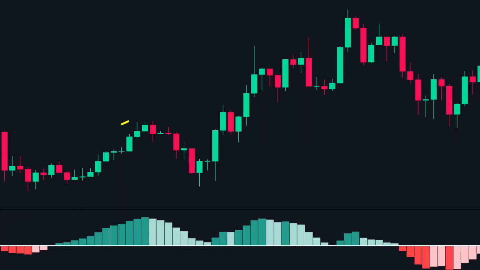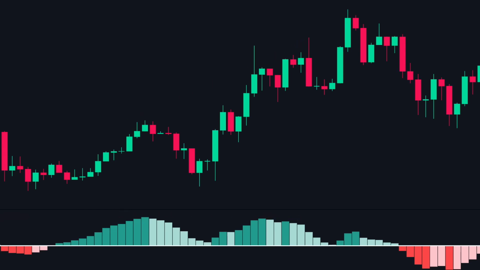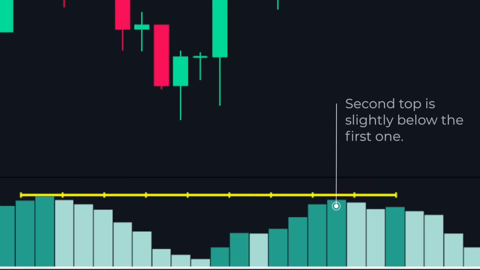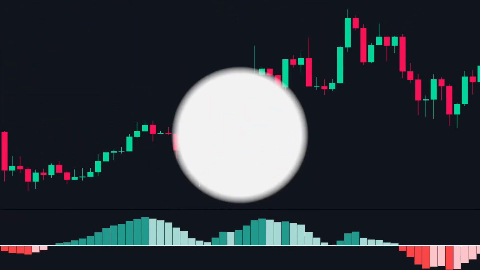Here is an example. Here, the price made this higher high, but on the MACD, we have lower highs. But the divergence is not very clear on the MACD. These two tops seem equal to the naked eye. We need a close examination to see if the second top is lower than the first. So the best thing to do here is to avoid such divergences.